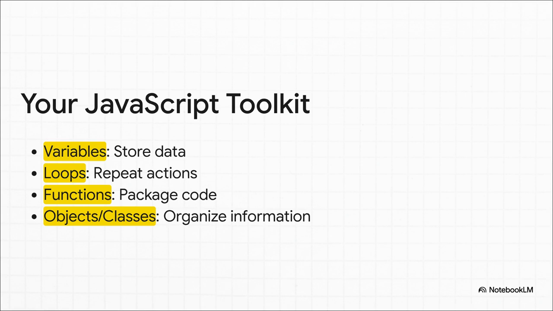So let's just take a second and look at the awesome toolkit we've built today. We started with variables, which are just boxes to store our data. We learned about loops to repeat actions without writing the same code over and over. We packaged our code into functions to make it powerful and reusable. And finally, we used objects and classes to bring some serious organization to our complex information.